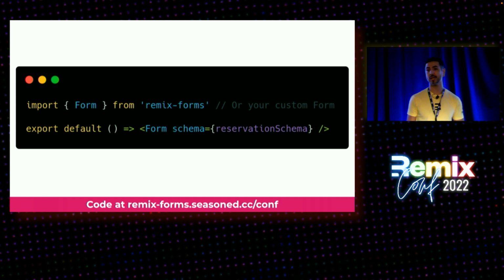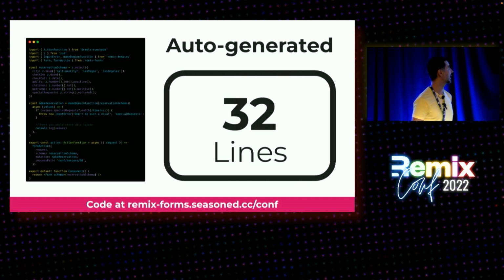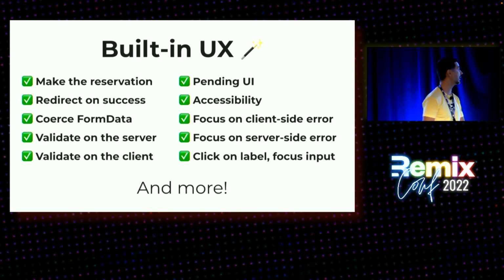Last, we're going to add one line to our route component. That form there is not Remix, it's Remix Forms, right? And that one line will get us to an auto-generated form with just 32 lines of code. It does it all for us and more: all the items we expected, and a few more.